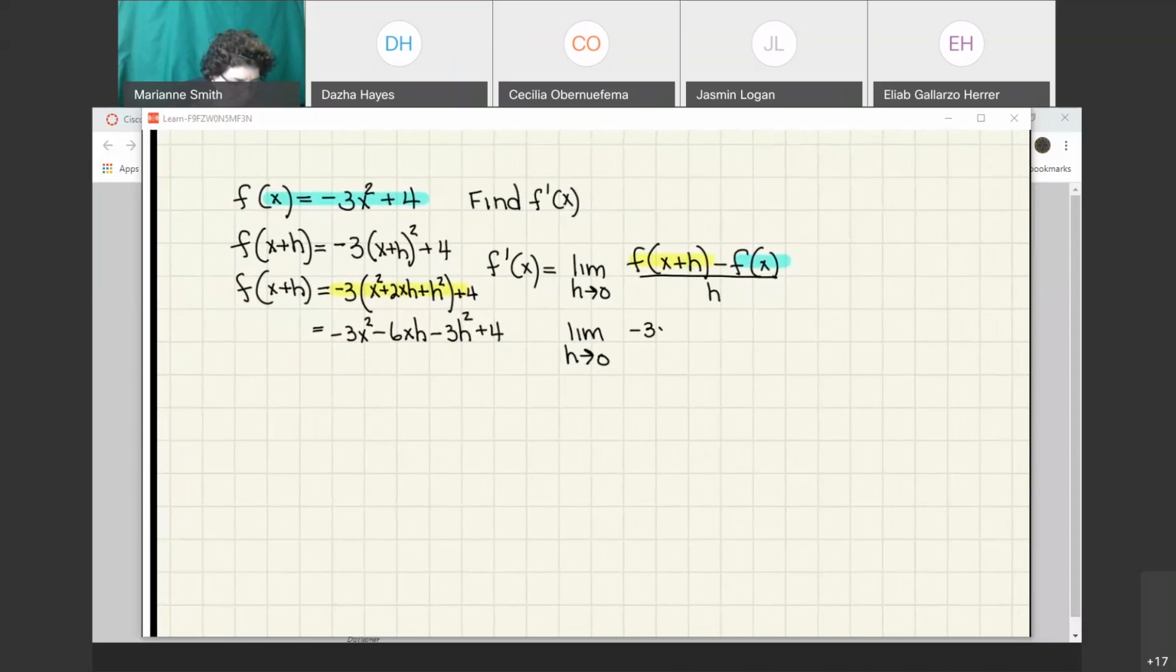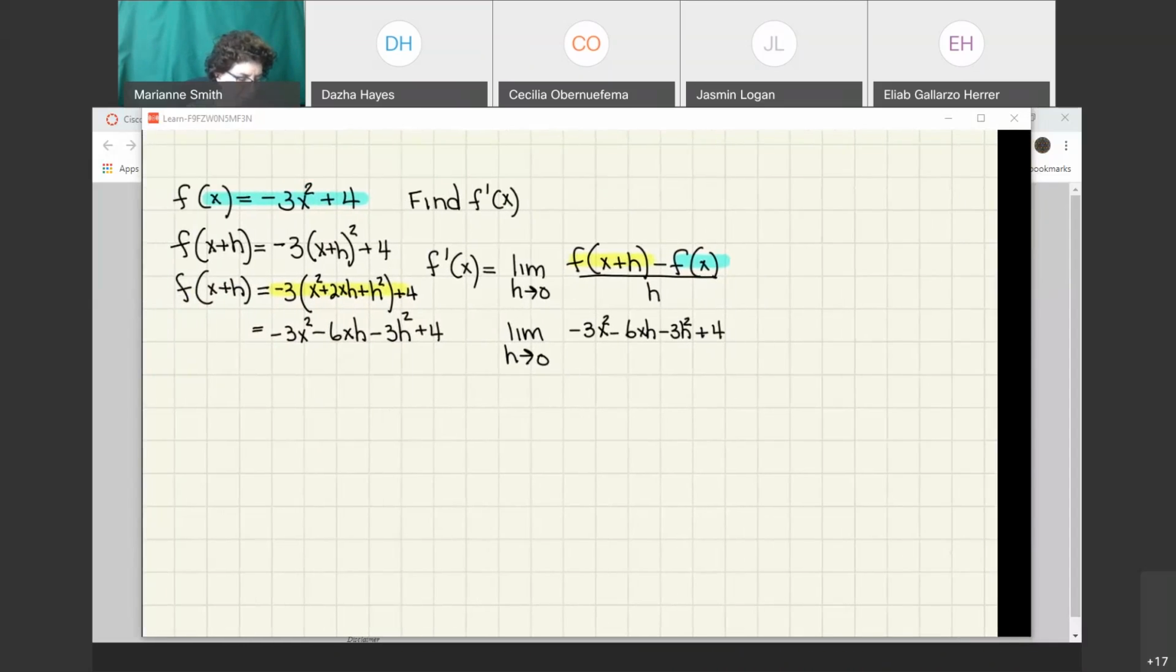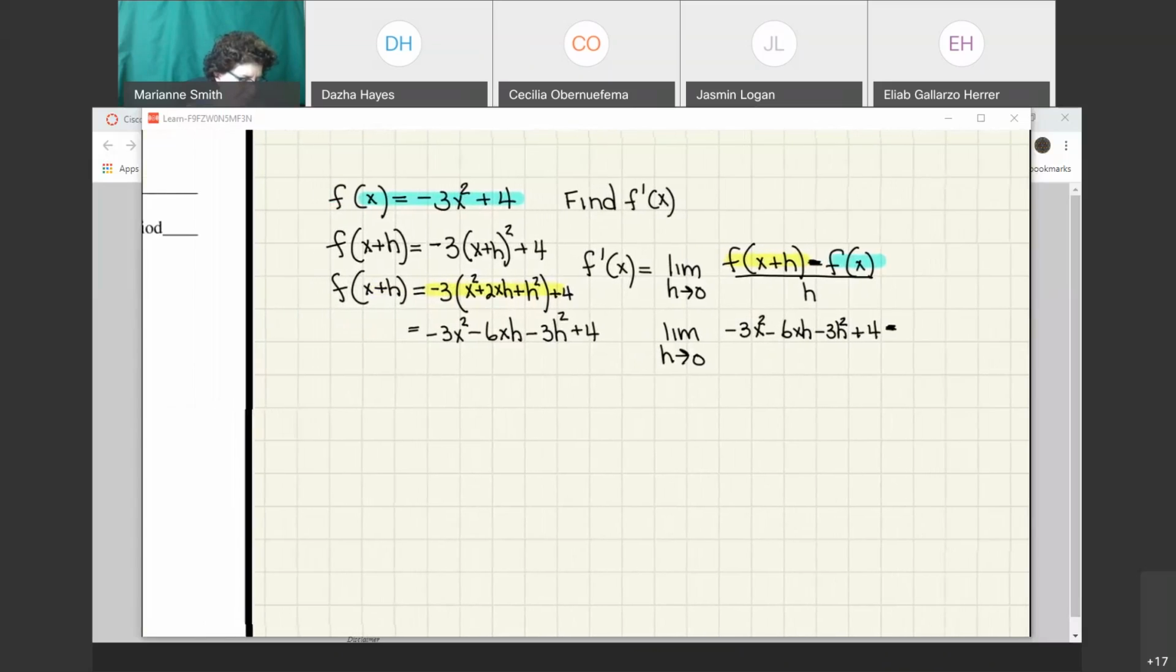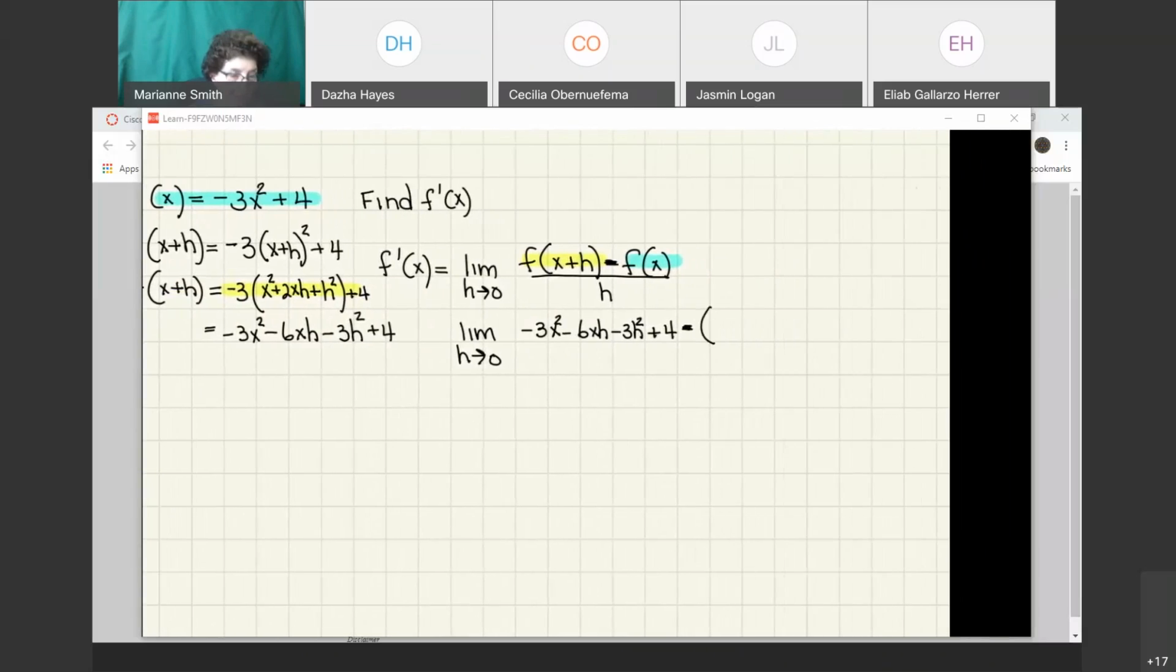-3x squared minus 6xh minus 3h squared plus 4. Okay, there's my f of x plus h. The minus sign's in the formula, and I have multiple terms that are coming after that, the blue stuff. So I'm putting them in parentheses, -3x squared plus 4. Everybody all right with that? Okay, everybody seeing where stuff's coming from?